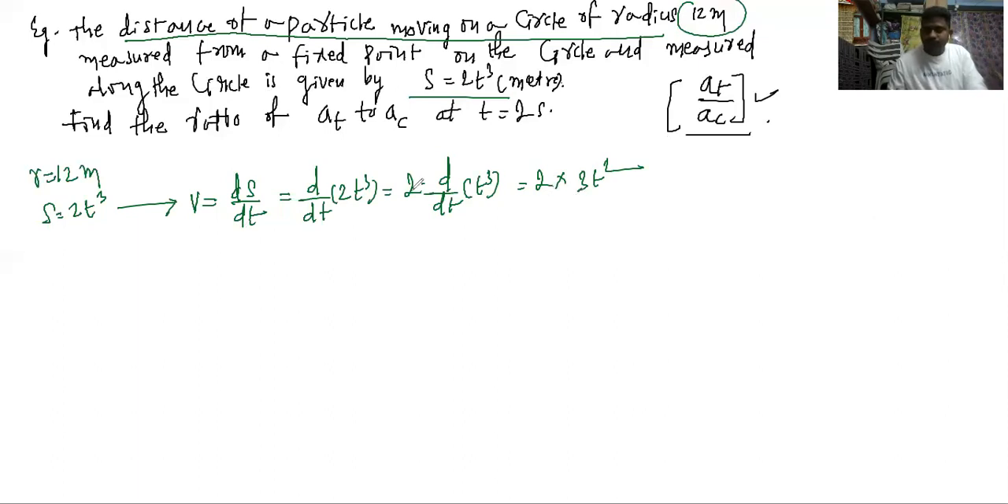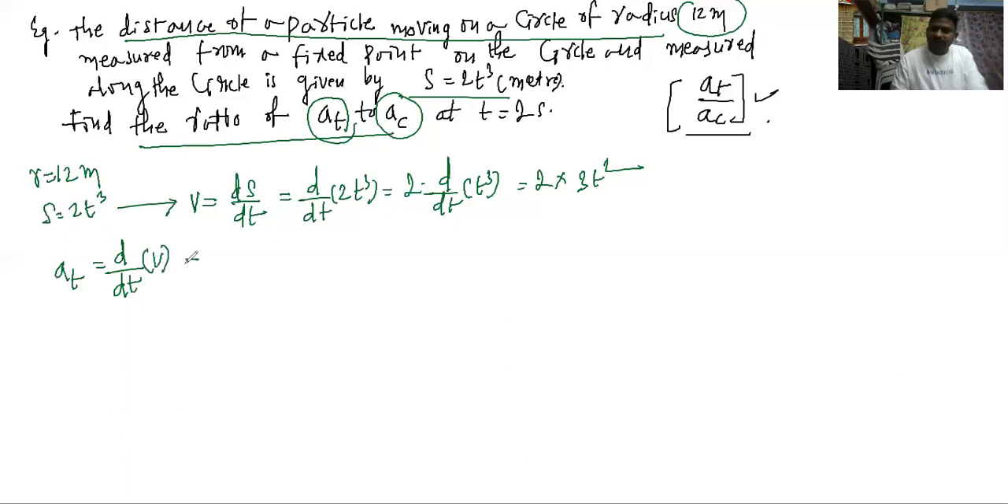Now this is velocity. Keep it here. Now find the ratio of tangential acceleration to centripetal acceleration. Let's concentrate on tangential acceleration. Tangential acceleration is d by dt of v. Will you agree with this?